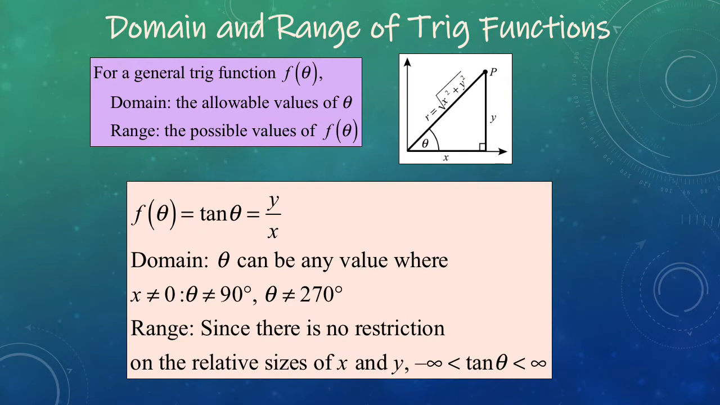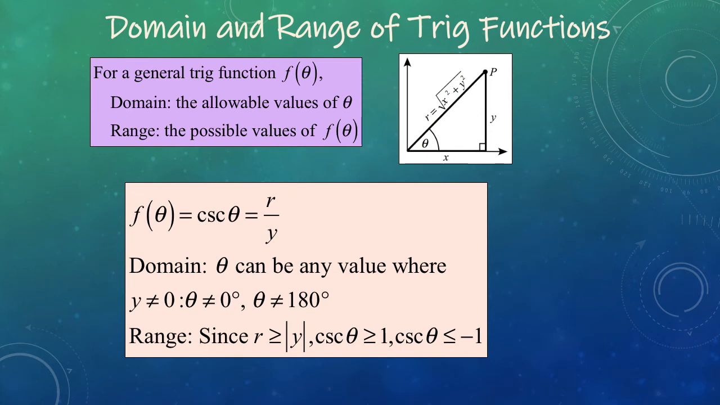Tangent theta is slightly different. We know that tangent theta equals y over x. So for the domain, theta can be any value where x does not equal 0, meaning not 90 degrees and 270 degrees. But for the range, there is no restriction on the relative sizes of x and y, which means that tangent theta can take on any value between -infinity and infinity.